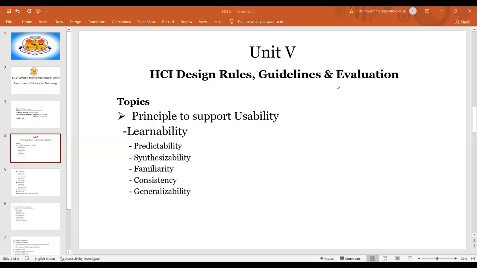The next is synthesizability. In building up some kind of predictive model of the system's performance, it is important for the user to assess the consequences of earlier interaction in order to formulate a model of the performance of the system. Synthesis, therefore, is the capability of the user to assess the effect of past operations on the present state.